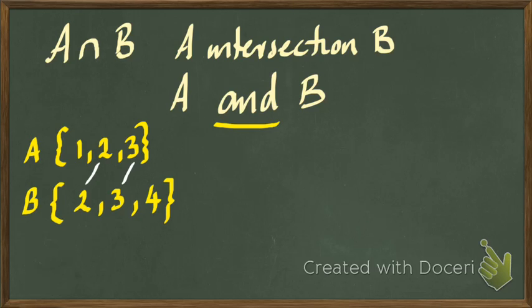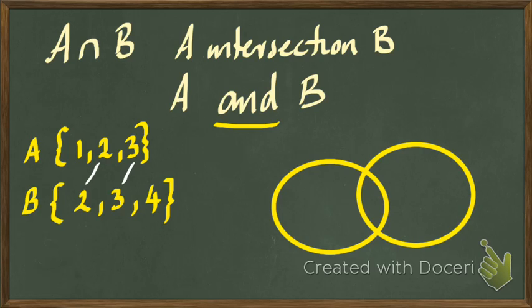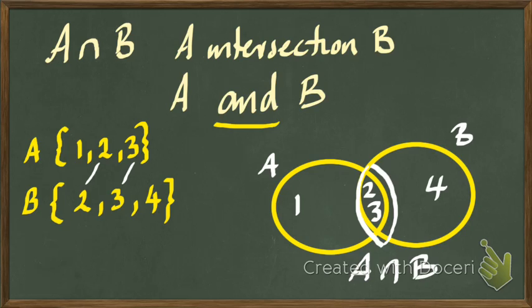Now another way that I could view that would be if I had a Venn diagram and I had A and B. So I've got 1, and 2 is shared by A and B, as is 3 shared by A and B, and 4 is exclusive to B. So you can see that this is a graphical or pictorial representation of A intersection B.